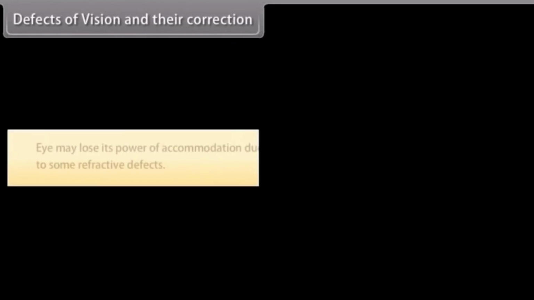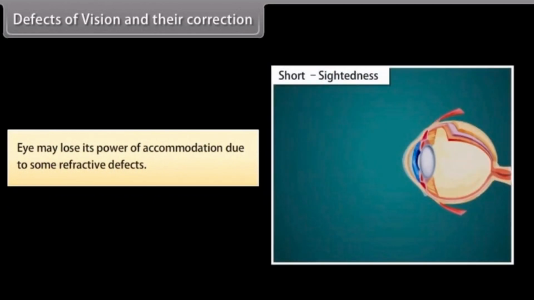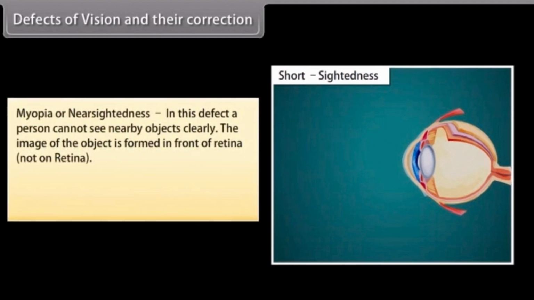Defects of vision and their correction. Eye may lose its power of accommodation due to some refractive defects. There are 3 such defects. Myopia or nearsightedness. In this defect, person cannot see distant objects clearly. The image of the object is formed in front of retina.